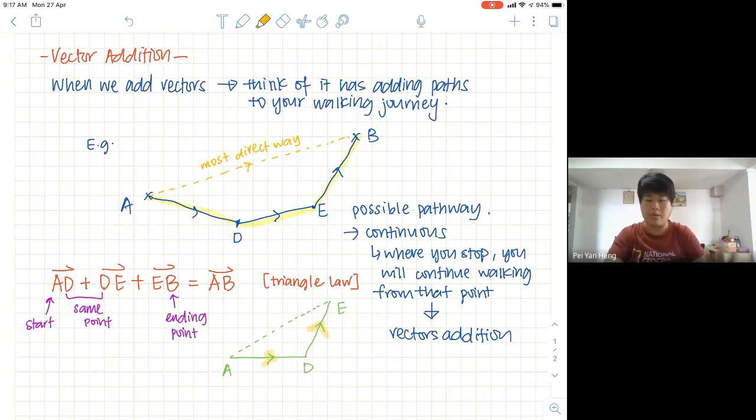Just remember that vectors are just lines that you can actually transfer around. They are not rigid lines. That means if it's there, it's there. It doesn't work that way. You can actually transfer that vector to another location to make them connect.